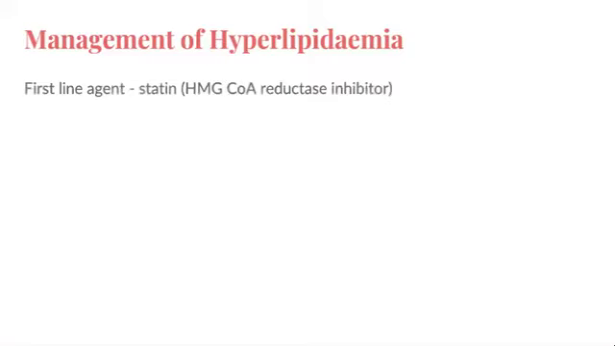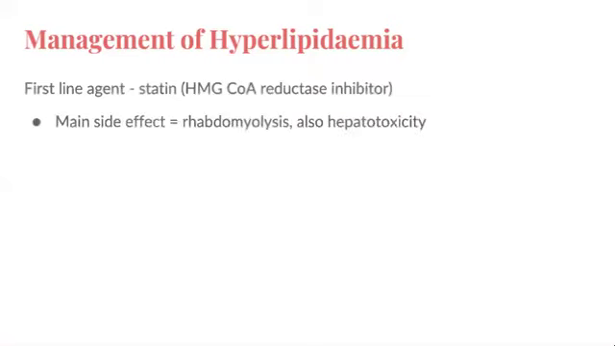The first line agent is, and I'll ask you to think about what each of the agents do and what their side effects are as I go through them. So the first line agent is a statin. It's a HMG-CoA reductase inhibitor. The main side effect is rhabdomyolysis, and it also causes hepatotoxicity. So for the hepatotoxicity, you just want to test LFTs.